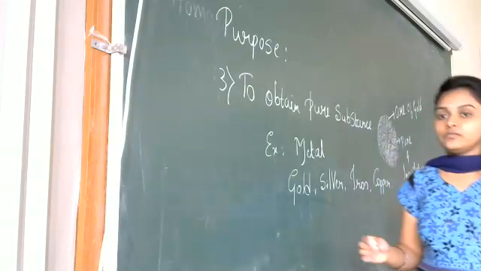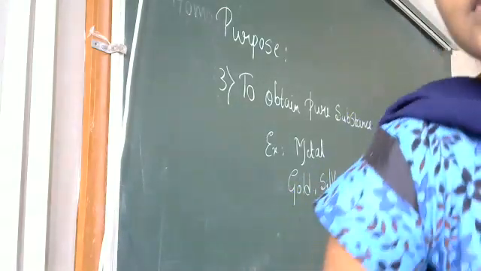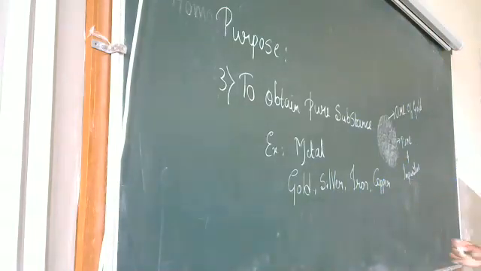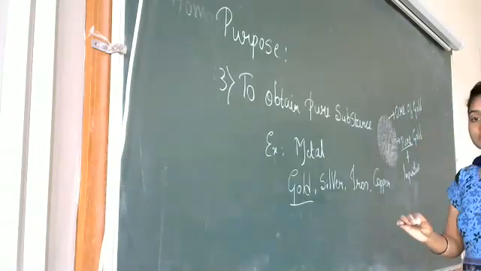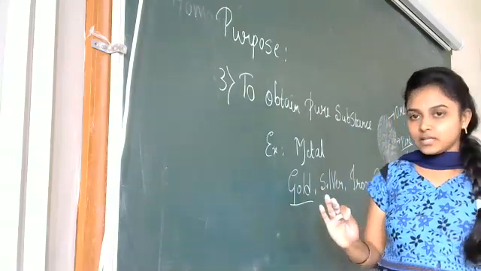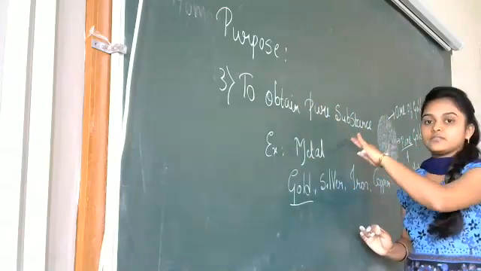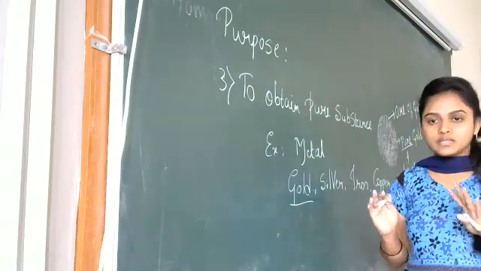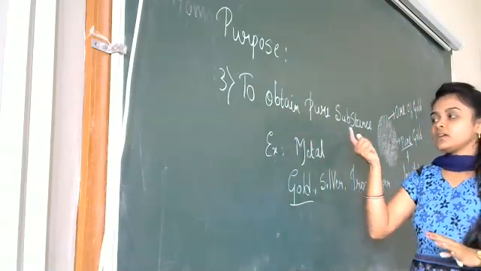Now, we want actually the pure gold, right? So, pure gold will be extracted from this ore and further we can use that for making ornaments, jewelry, etc. So the third purpose is to obtain pure substance. Why do we separate the components from the mixture? That is to obtain pure substance.